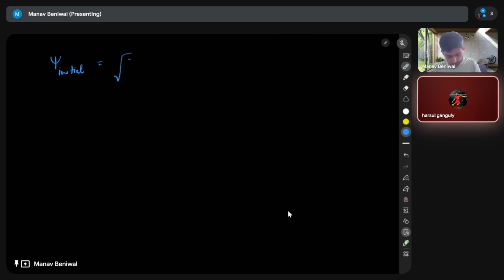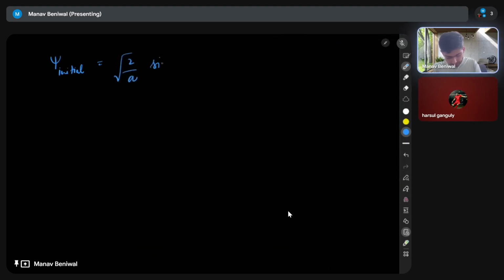So first of all, a particle is initially in the ground state of a box of length A. So let's write its initial wave function, psi initial. What will that be? Under root 2 by A sine pi x over A. This is the initial wave function, right? Yes, sir. We have a sudden change from x equals a to x equals 3a.